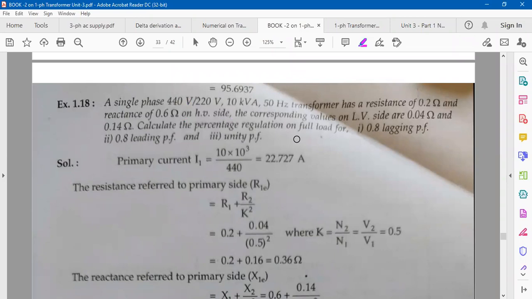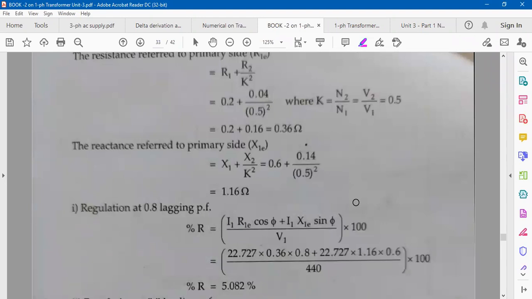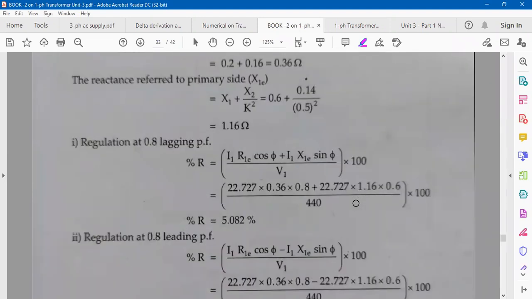It's a full load. Percentage voltage regulation you have to calculate for 0.8 lagging power factor, 0.8 leading power factor and unity power factor, which means cos phi is given to you. The formula all of you know, either referred to primary or referred to secondary, anyone you can use. Now here, this one is the lagging power factor.